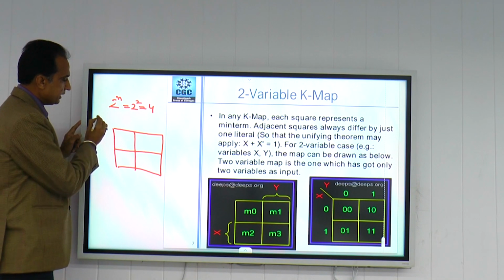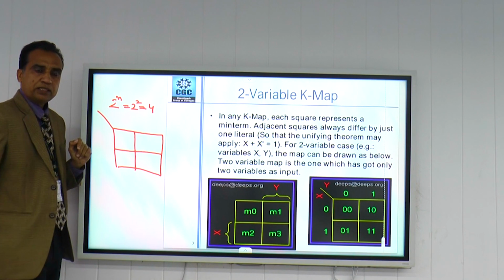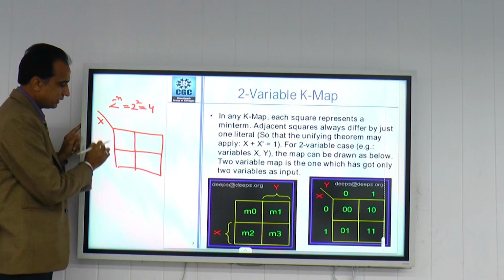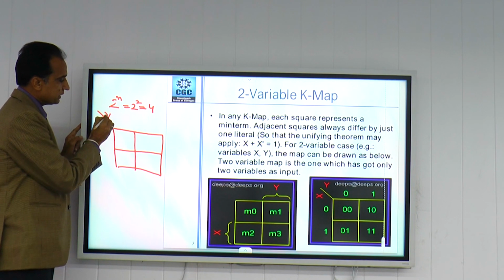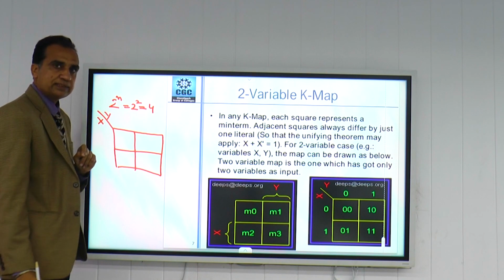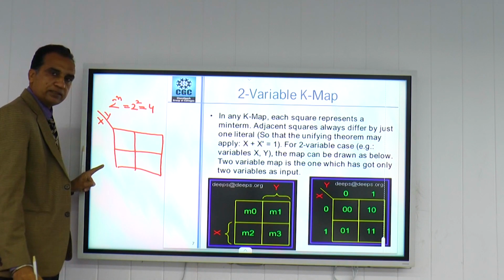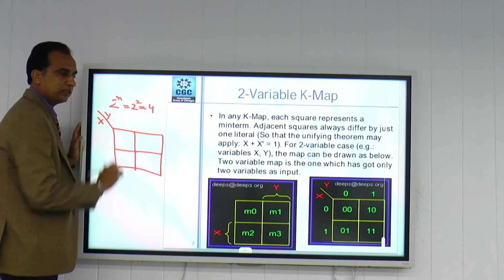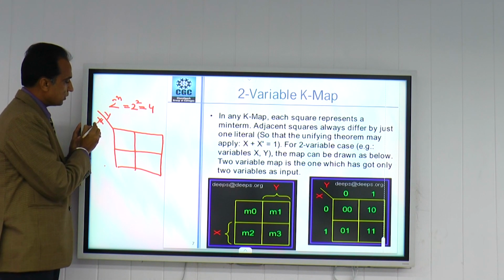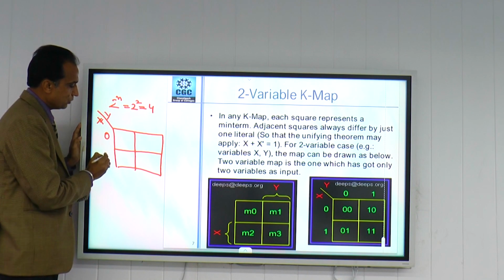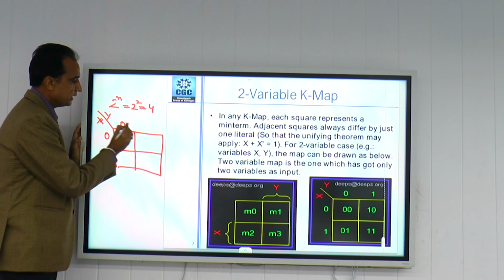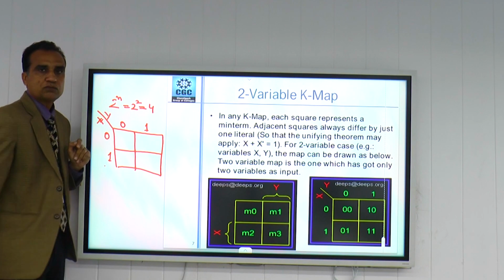Now how do we represent the variables? There is a way to represent a variable. One variable is represented vertically and one variable is represented horizontally. For example, there are two variables in the form of x and y. X represents the vertical values and y represents the horizontal values. Now, how many possible values of x? X can be 0 or 1. Similarly, the two possible values for y are 0 and 1.